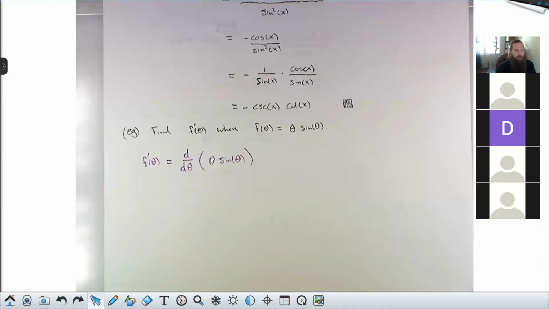Yeah, this is a product. Daniel and Talia in the chat are correct. I've got one thing here times another thing here. Neither of them are constants, right? So I can't just pop the theta out. I need the product rule.